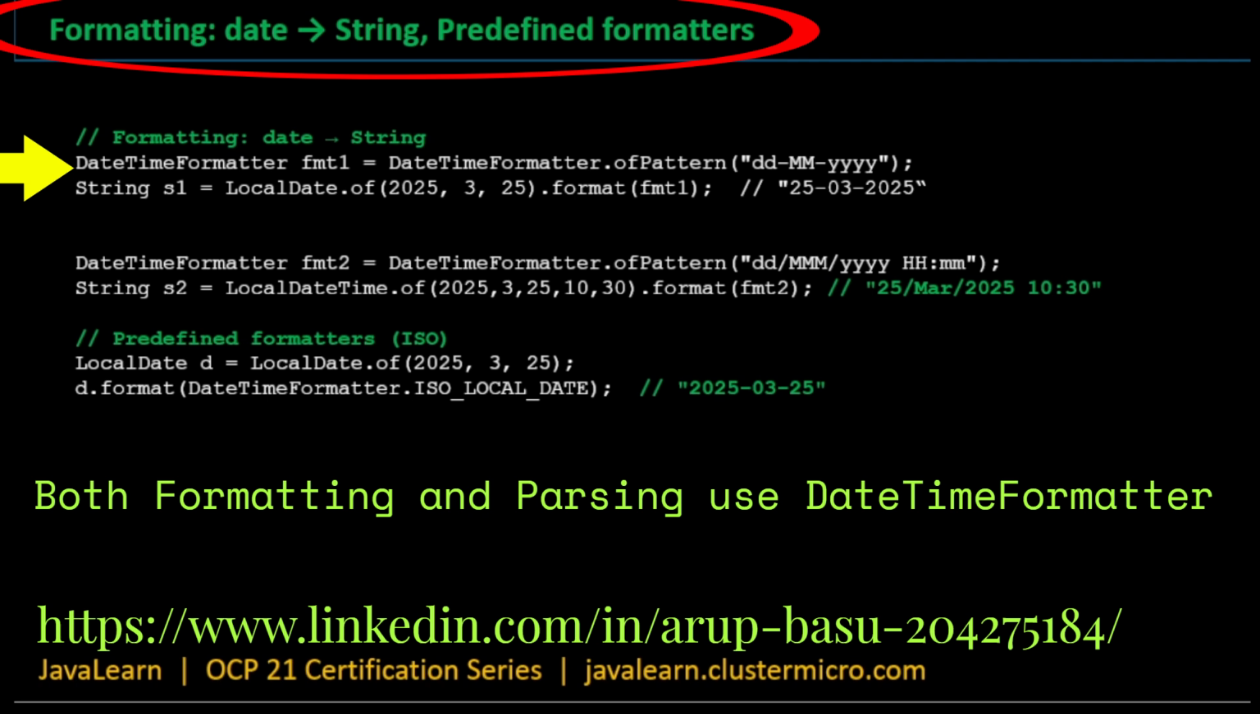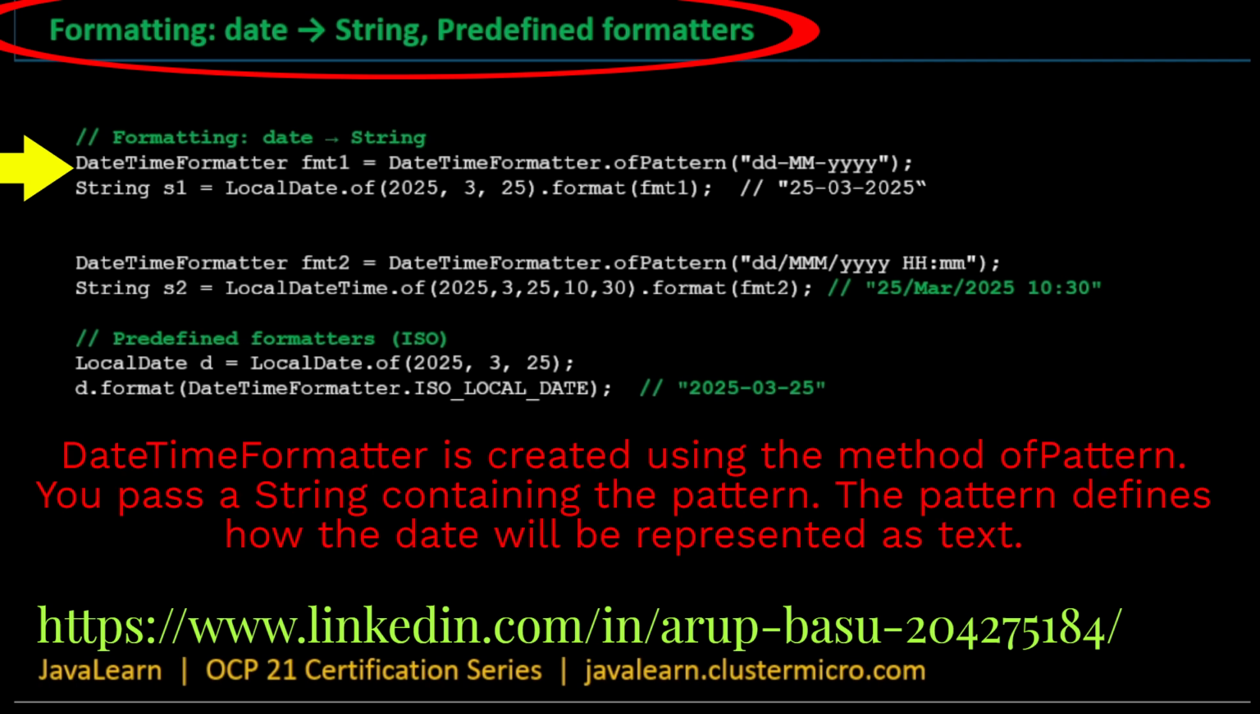Okay, so let us look at the formatting first. So we have DateTimeFormatter fmt1 equal to DateTimeFormatter.ofPattern("dd-MM-yyyy"), and then String s1 equal to LocalDate.of(2025,3,25).format(fmt1). The DateTimeFormatter is created using the static factory method ofPattern. We pass a string containing the pattern. The pattern defines how the date will be presented as text.